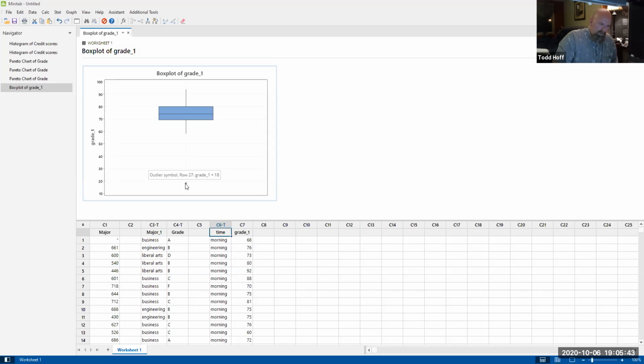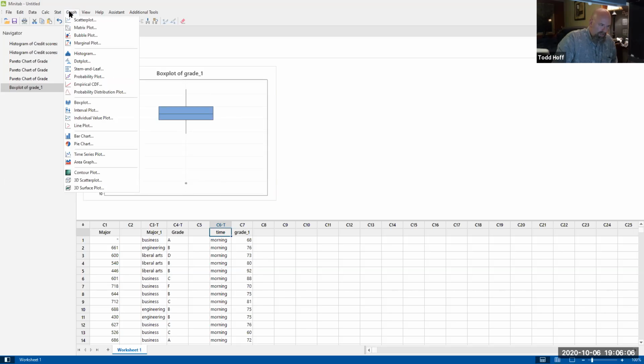It even tells us what row it's in. It's in row 27, so I could scroll down here and find it in row 27. There it is, that's the 18. We might assume that's either a mistype, a typo, or there's a person that was sick or whatever, a very unusual value for someone to score that low.